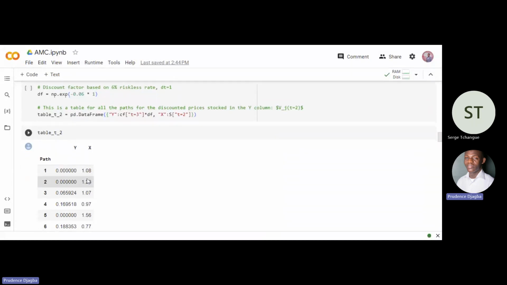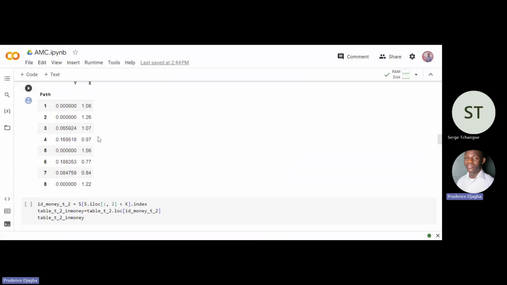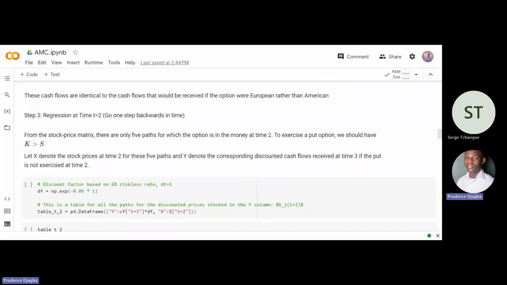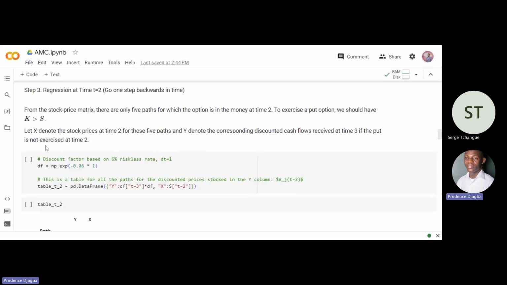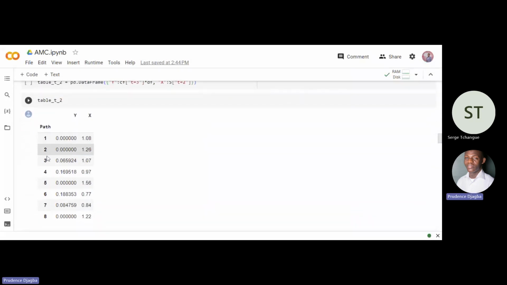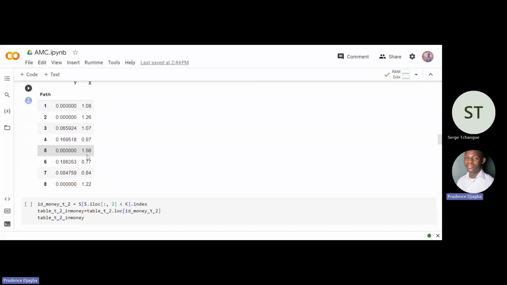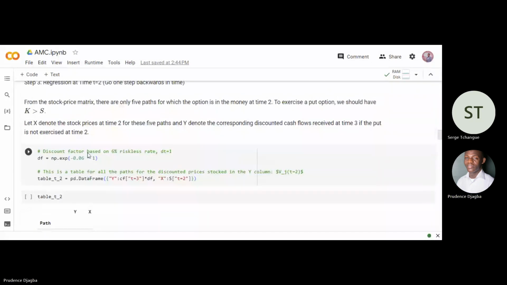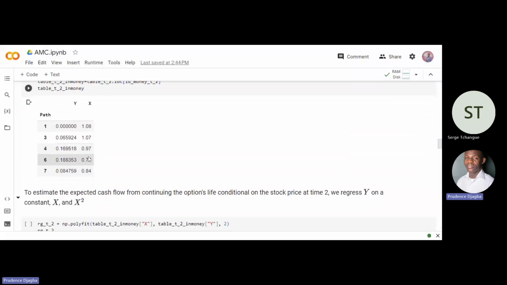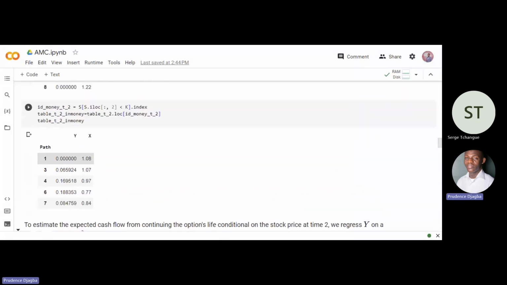And then from this, I will be able to look at, since it is a put option, I need to choose the paths where K is greater than X. The strike is greater than the stock price. So from there, I can eliminate those paths where K is not greater than X. I think I remove 2 and 5.